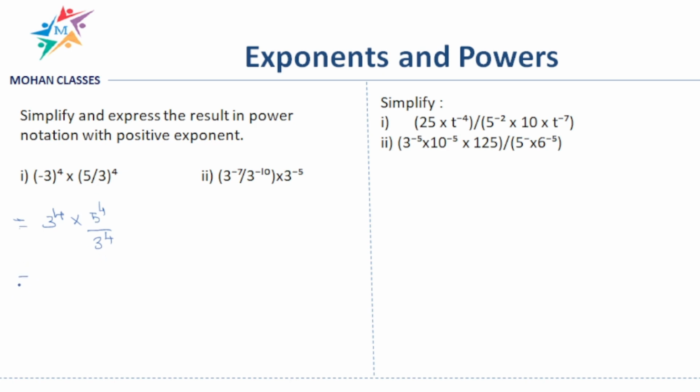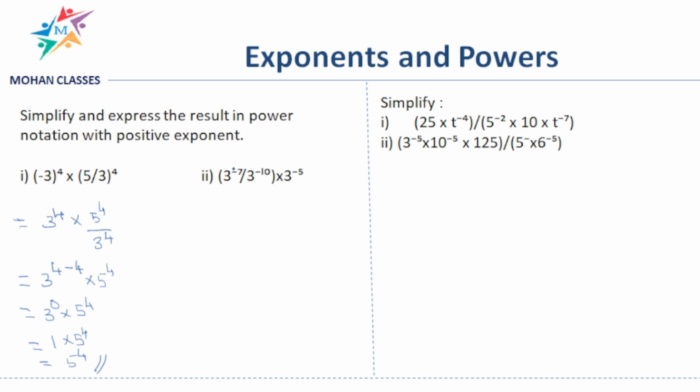Now we have to collect the base powers. 3 to the power of 4 divided by 3 to the power of 4 will go as 3 to the power of 4 minus 4, into 5 to the power of 4. So what will happen? 3 to the power of 0 into 5 to the power of 4. 3 to the power of 0 is equal to 1, so 1 into 5 to the power of 4. Therefore, your answer is 5 to the power of 4. Clear?